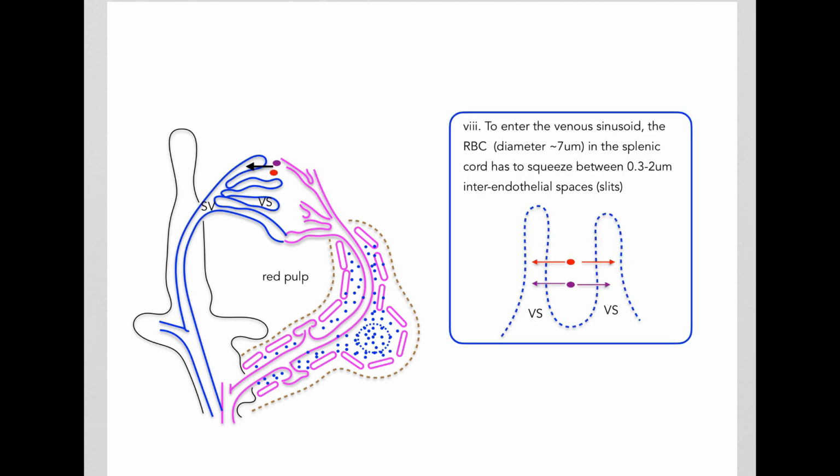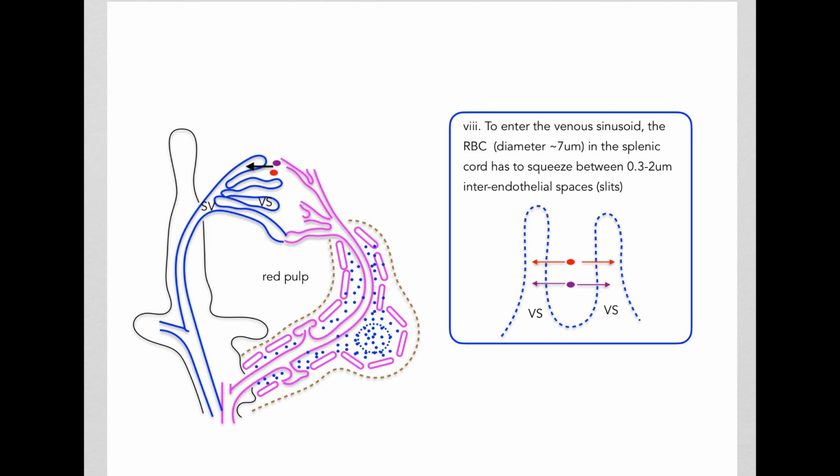So in the open circulation, in order for these red blood cells in these channels to enter the venous sinusoids right here, they have to squeeze through these slits. These are spaces between the endothelial cells of the venous sinusoids, and these spaces are very small, about 0.3 to 2 micrometer. Compare that to the diameter of a typical red blood cell, which is about 7 micrometer. So this is what the red blood cells have to do.